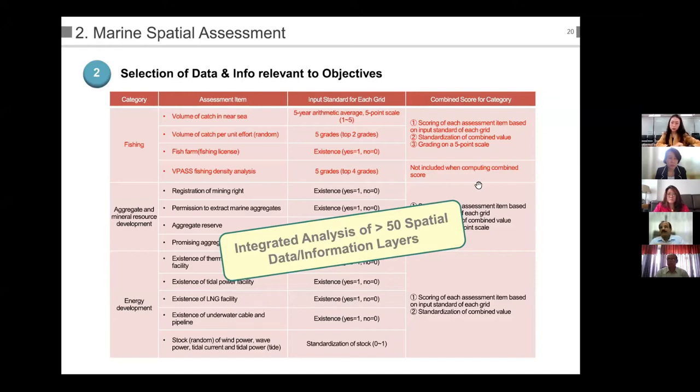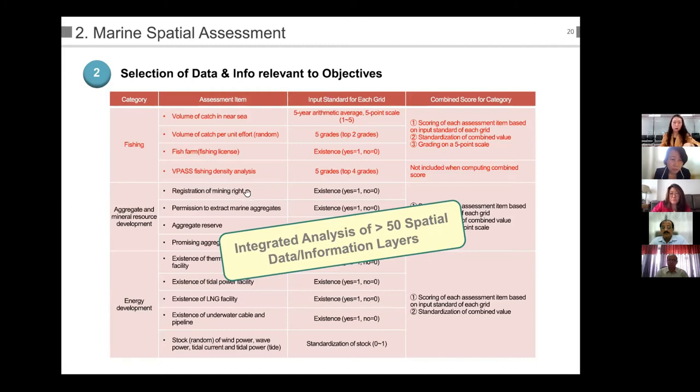And we have to identify what is the data set that can represent the characteristics of such space in question. What you're seeing here on this slide is, whenever we conduct marine spatial assessment, this is a list of data that we use for such assessment. So you can see that there are different categories like fishing, mineral resource development, and energy development, and so on.